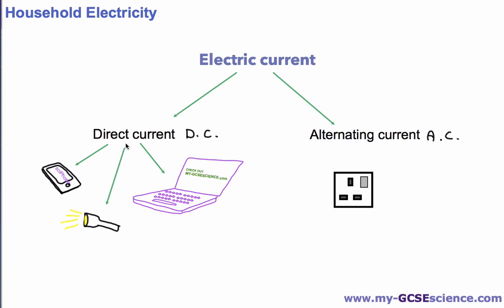And with direct current, we are usually talking about anything that runs off a battery, so maybe your mobile phone, a torch, a laptop. Anything that runs off a battery is likely to be running off direct current.